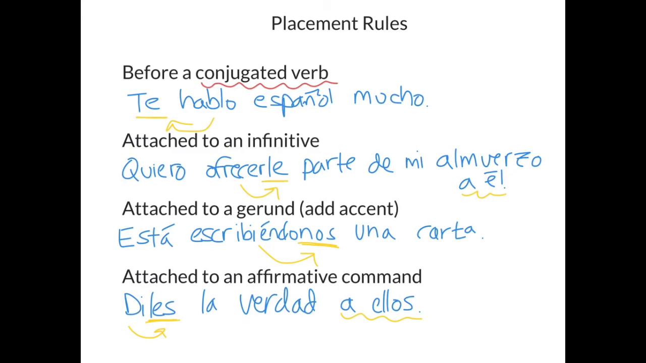Just be aware also that when you're dealing with affirmative commands and attaching pronouns, there are punctuation rules with accent marks that need to be taken into account, and you can check out our other videos to see how those work. But in general, if you've got an affirmative command, IOPs get tacked right on if they're applicable to that sentence.